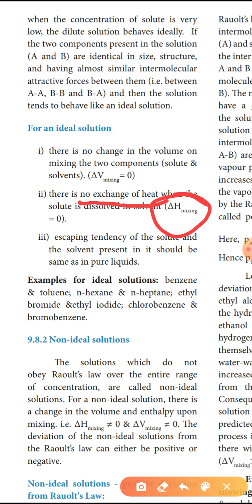Volume will be changed. The deviation of the non-ideal solution from Raoult's law can either be positive or negative.